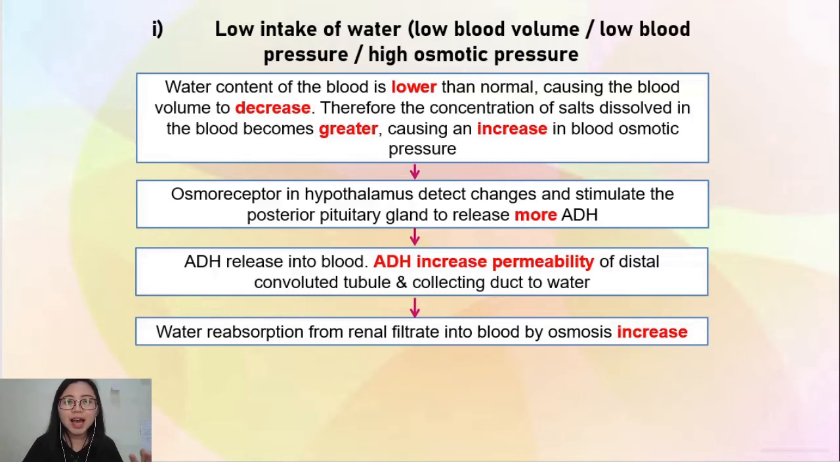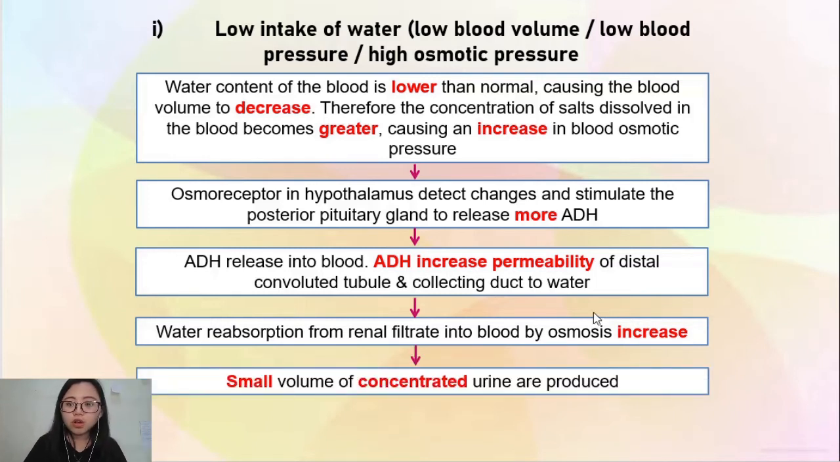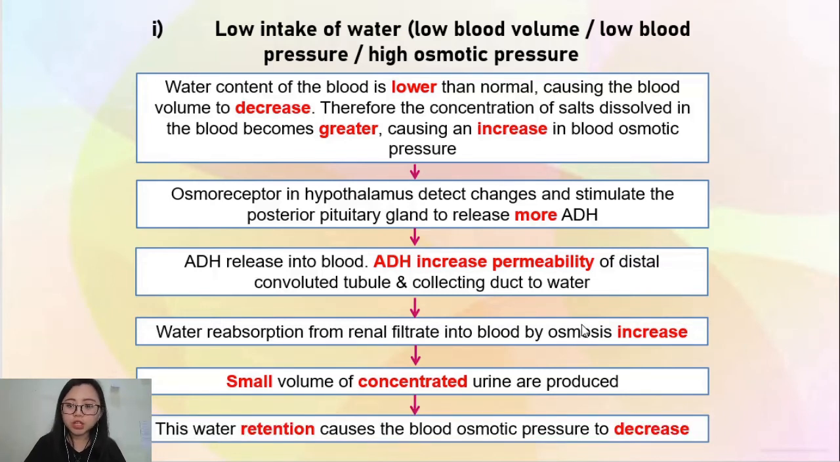Semakin banyak air akan diserap semula di dalam kita punya nephron. So, a small volume of concentrated urine are produced. Kencing kita semakin sedikit dan semakin pekat. And this water retention causes the blood osmotic pressure to decrease. Disebabkan lebih banyak air diserap semula ke dalam badan, kandungan air dalam darah balik kepada normal. Kandungan air balik kepada normal means blood osmotic pressure decreases back to normal.